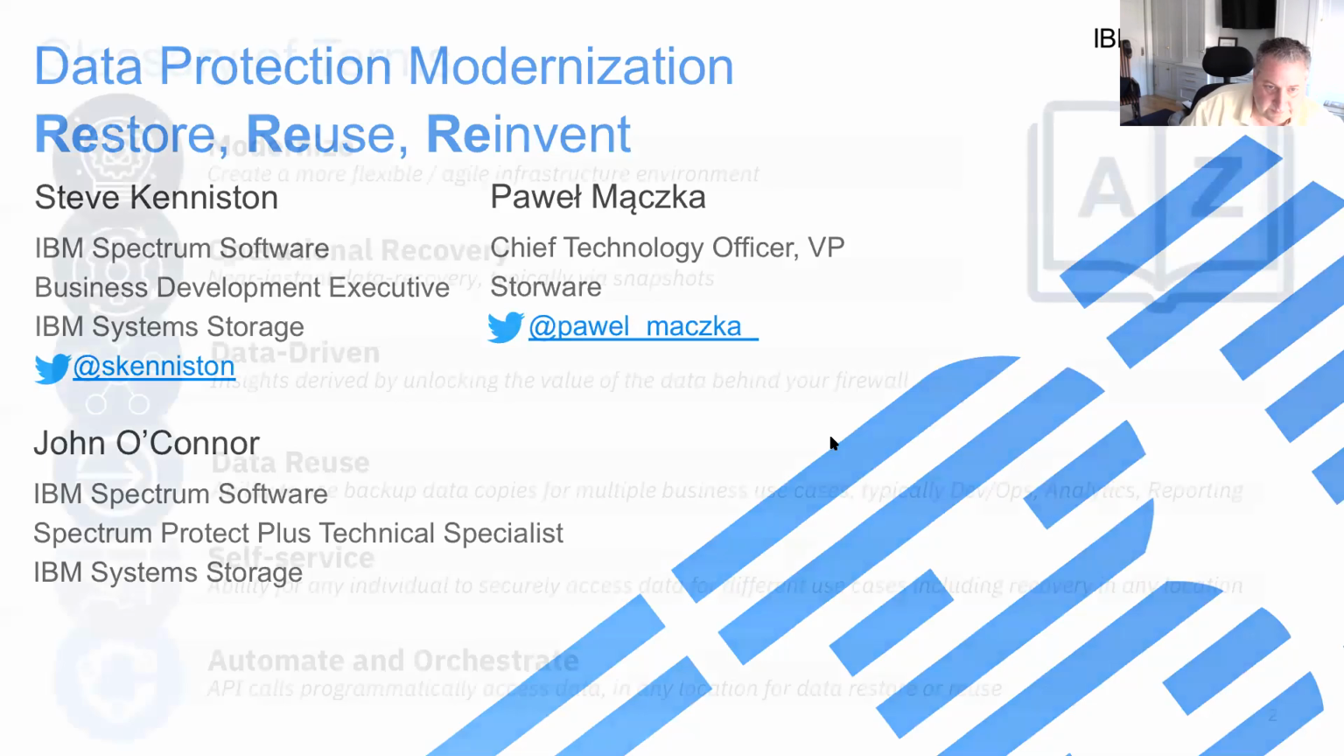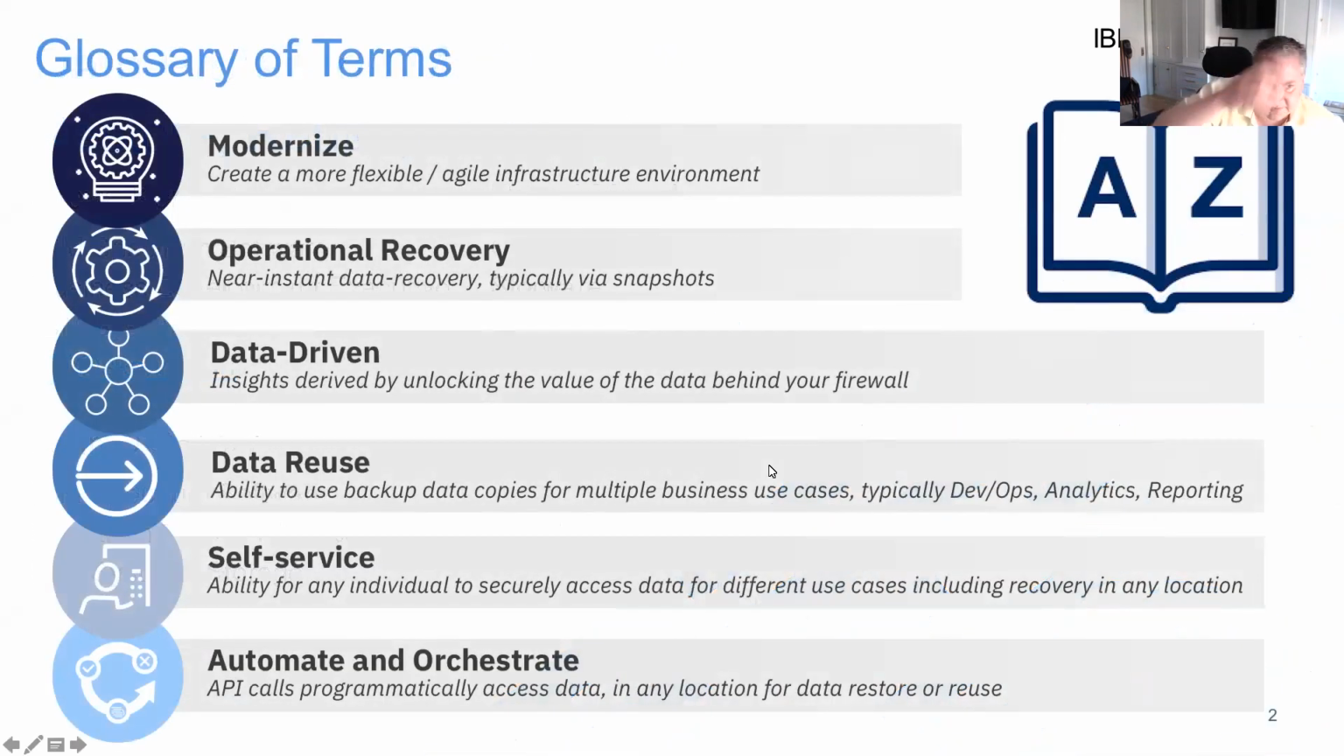Over the course of this presentation, you might hear a few terms. What I tried to do here is outline what we think of, or what our thoughts are, when we see some of these terms. When clients are talking to us and we see things like modernization, operational recovery, data-driven, data reuse, these are all key indicating terms, especially if you're talking about protection, that are some of the key things to get them to move into the next level.